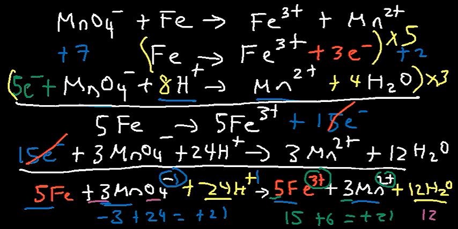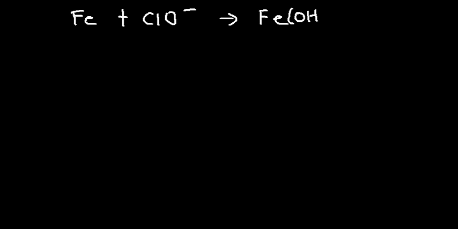So now let's try to balance these problems under basic conditions. So let's start with this example. Let's say if we have iron metal plus the hypochlorite ion, and let's say that turns into iron 2 hydroxide plus chloride.